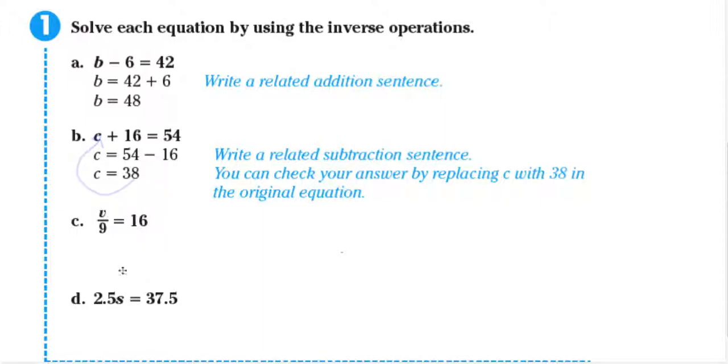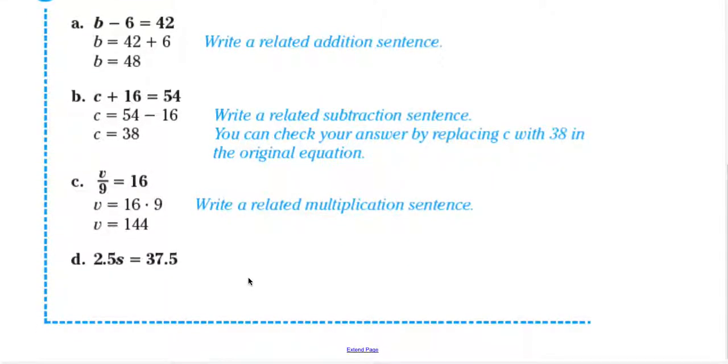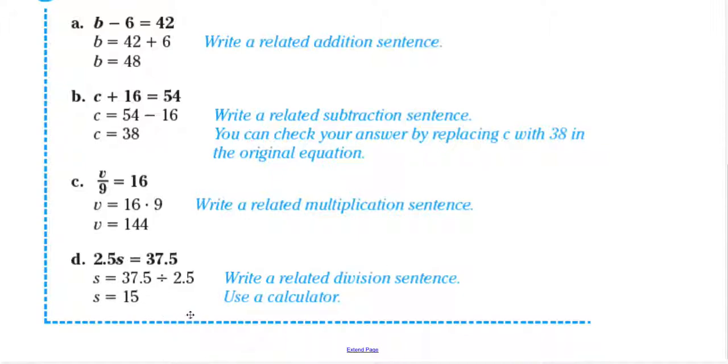In letter C, it's a division equation. V over 9 equals 16. So remember, the inverse operation of division is multiplication, so this becomes V equals 16 times 9, or V equals 144. In letter D, it's a multiplication equation, so the inverse operation is division. So this becomes S equals 37.5 divided by 2.5, the related division sentence, or S equals 15. Okay? That is example number 1.